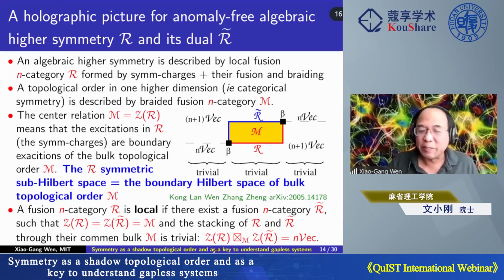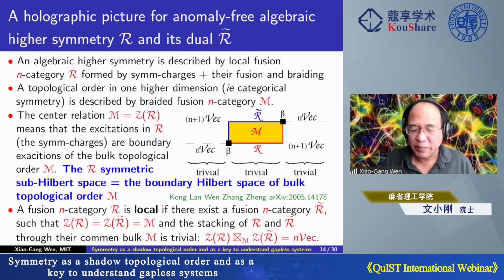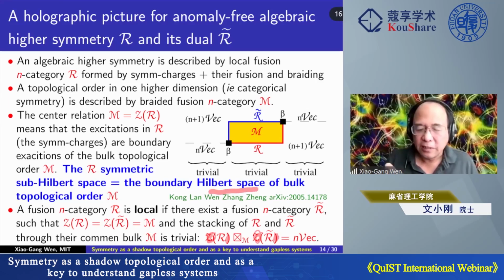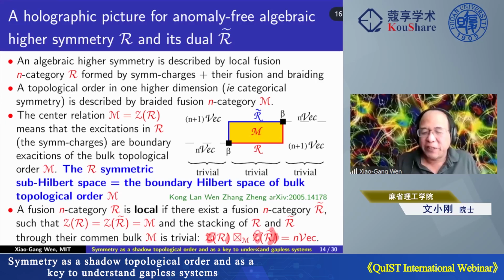No, I think I made a mistake here. There's no center here, so this is a mistake. Okay. So the stacking between these two boundaries, R and R tilde, via this bulk M, is given by the box product of R with R tilde via this bulk M.